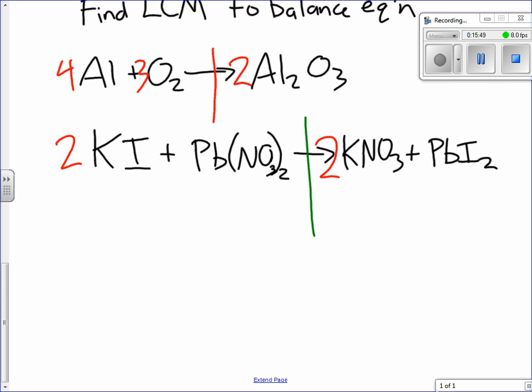We count lead. We have 1 on the left, 1 on the right. Now here's an interesting situation. You could break down nitrogen and oxygen and count them separately, but in this case, they're only present as the nitrate ion. So we could say we have 2 nitrates on the left, and now we have 2 nitrates on the right. So we're balanced there. So this equation is now balanced. Just took a couple of 2's.